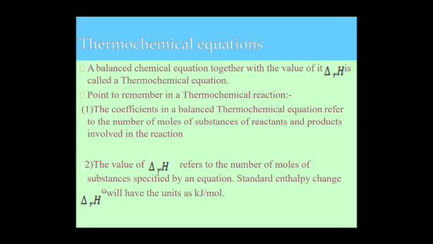In case the coefficients in the chemical equation are multiplied or divided by a factor, the delta H value must also be multiplied or divided by the same factor. When a chemical equation is reversed, the sign but not the magnitude of the delta H value is changed. In other words, a reaction that is endothermic in one direction will be exothermic in the reverse direction.